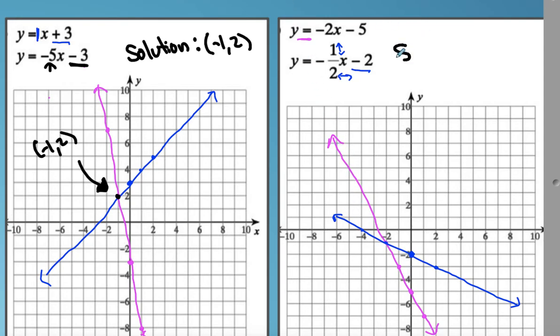And our solution, like we said, is where they cross. So in this case, they cross right there at -2, -1, which would be our solution. Now when you write out a point, you always want to put it inside parentheses like that. So that's our answer.